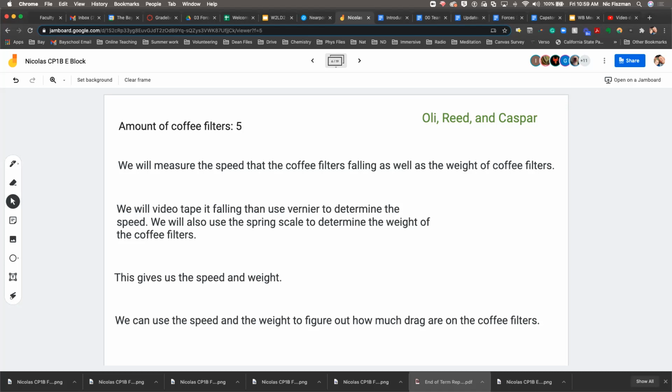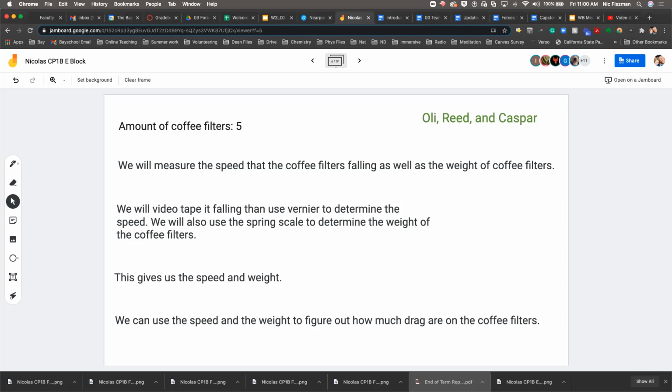Here's a coffee filter that came from my kit, right? Question, this coffee filter versus this coffee filter, it's the same coffee filter, right? Are they going to fall the same way? Are all of your filters equally crumpled or not?